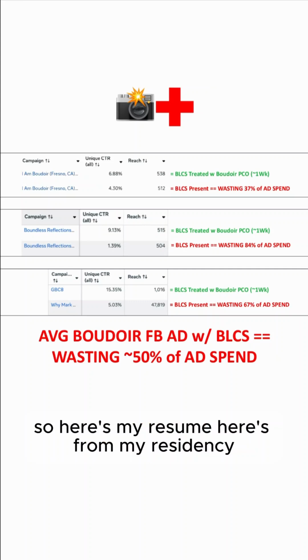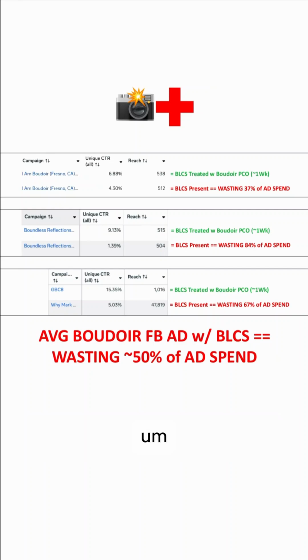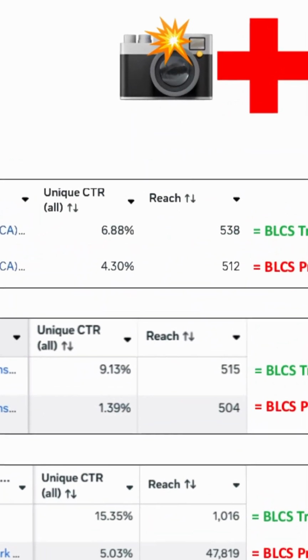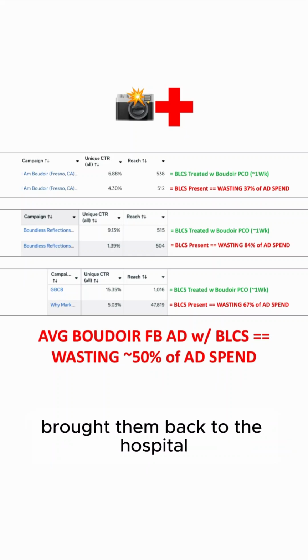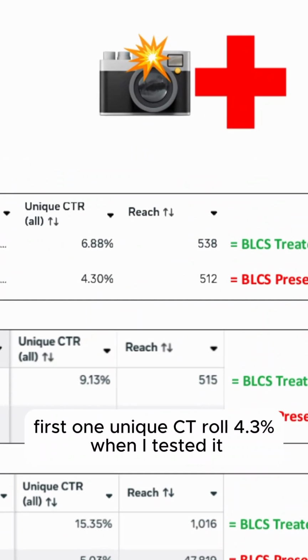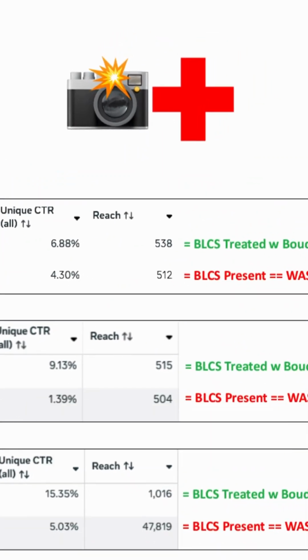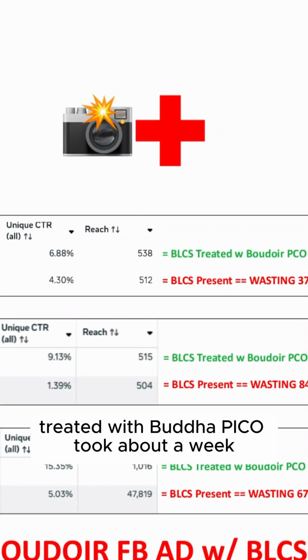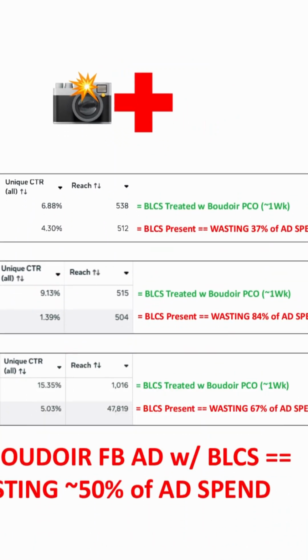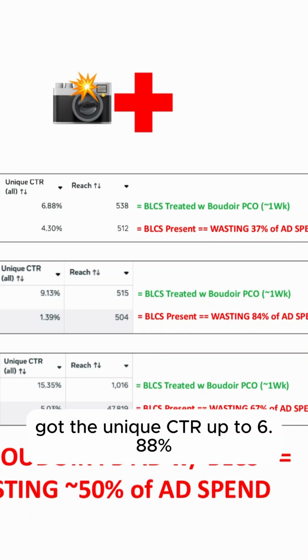So here's my resume, from my residency. I went out there, found some boudoir Facebook ads, and brought them back to the hospital. The first one had a unique CTR of 4.3% when I tested it. Unique CTR is under 6%, which means BLCS is present. So we duplicated it and treated it with boudoir Pico. It took about a week, and we got the unique CTR up to 6.88%.